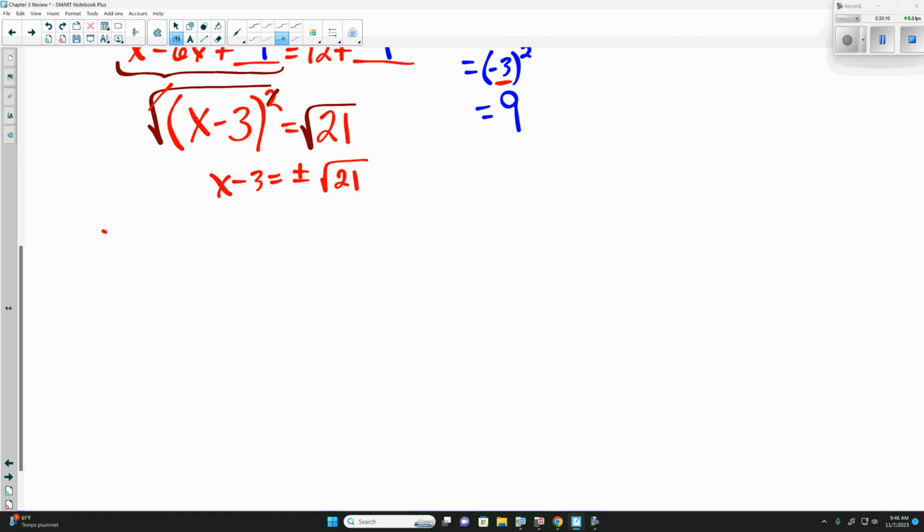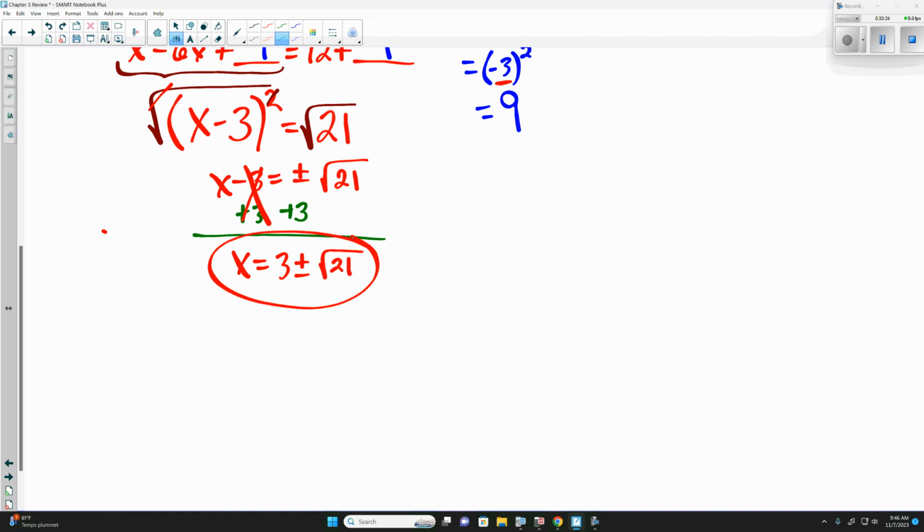And the last step, because we factored and solved, we just need to get x by itself. So we will add 3, telling us x is equal to 3 plus or minus the square root of 21. Questions on this here? Okay. Any questions on anything we've done so far?